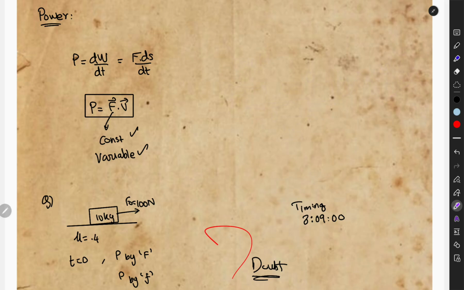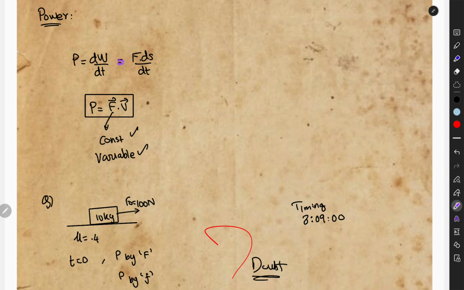So what if the same boy pushes this in t is equal to 5 seconds instead of 10 seconds? Of course the work done will be the same, but the power will be increased, which means the boy has actually put in more power. That's why he could push it in 5 seconds instead of 10 seconds. So power is dW by dt, the rate of change of work done, okay.